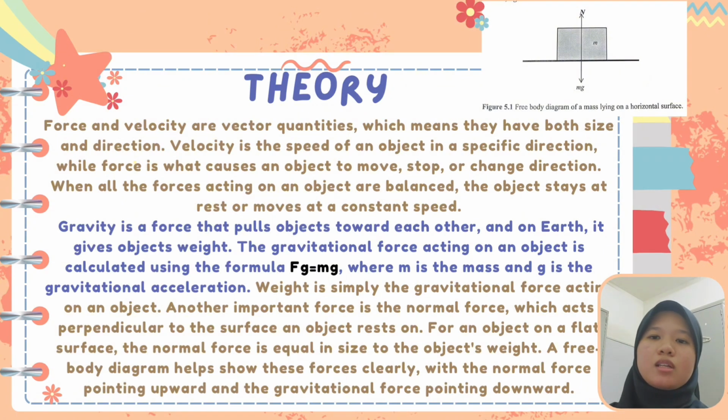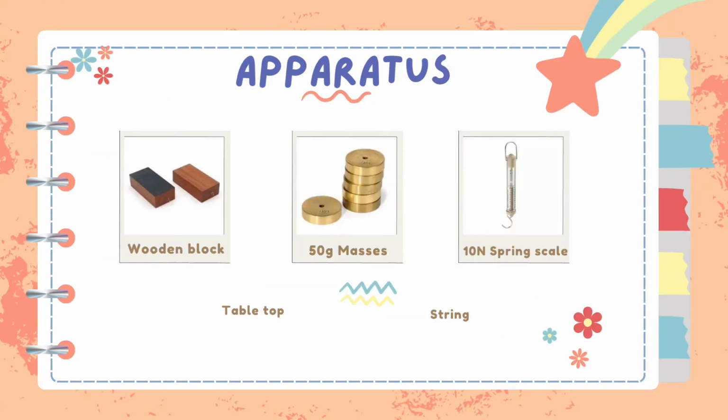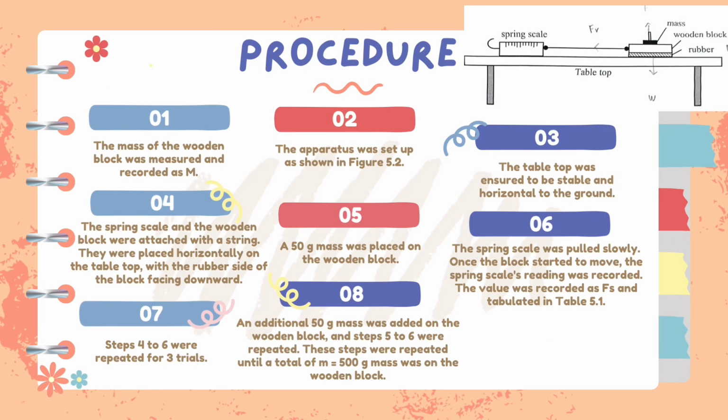Finally, let's talk about friction. Friction is the force that resists the motion between two surfaces in contact. There are two types of friction. The first one is static and the second one is kinetic. So, static friction. This is the apparatus that we use for this experiment, and this is the procedure.